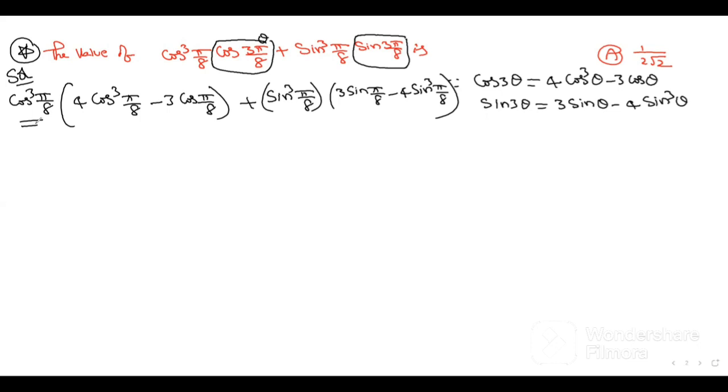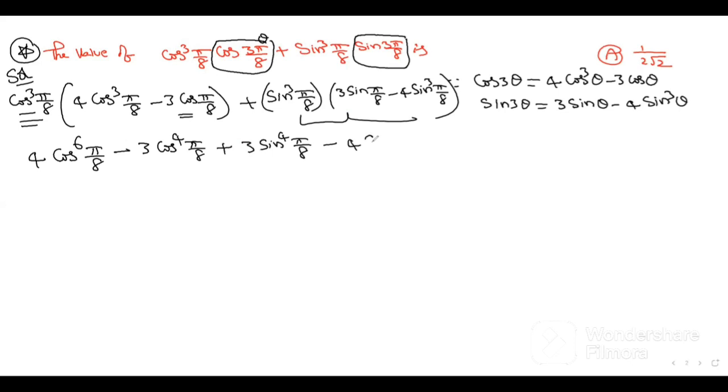So here cos cube pi by 8 is multiplied to all. What we get here? 4 cos to the power 6. Here cos cube pi by 8 into cos cube pi by 8 becomes cos to the power 6 pi by 8. Why? Because bases are equal, powers are added. Next, cos cube pi by 8 multiplied with this 3 cos pi by 8 gives cos to the power 4 pi by 8. Here also multiply to all: 3 sin to the power 4 pi by 8 minus 4 sin to the power 6 pi by 8.